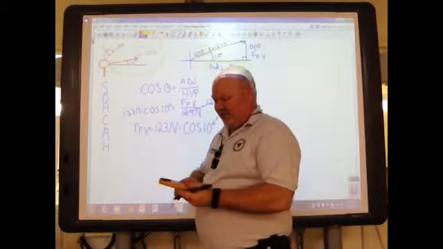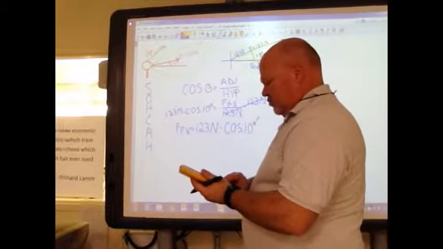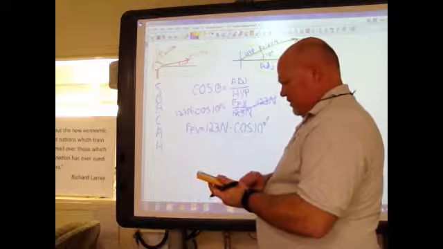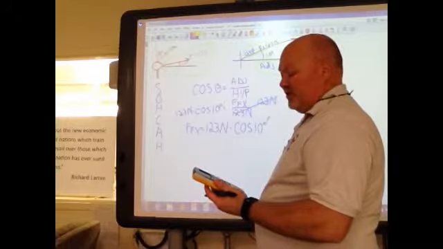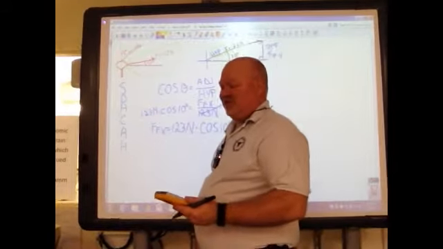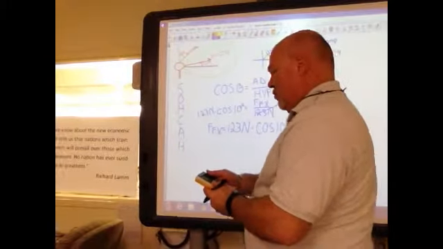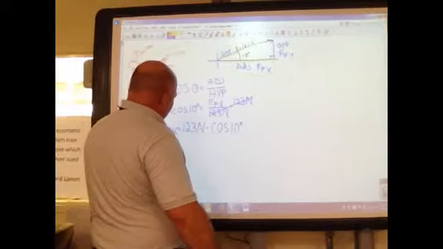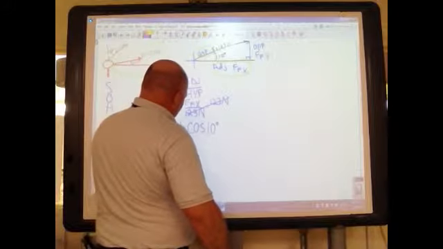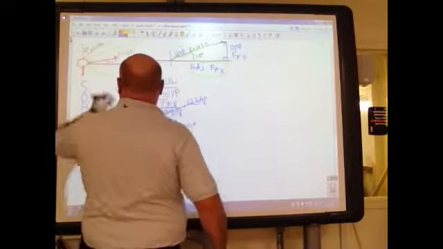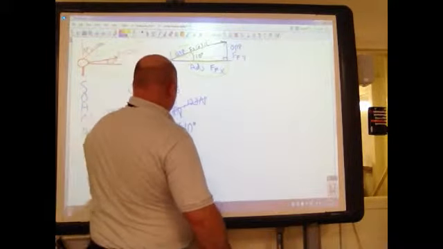When you use a calculator, please make sure that the mode is in degrees. Typing this in, 123 times cosine of 10, that gives me 121.131, etc. I'm going to round to the closest tenth, this one decimal place. So in this case, my F sub x is 121.1 newtons. Whenever you do these, please put a box around your final answer so it's easy to find.